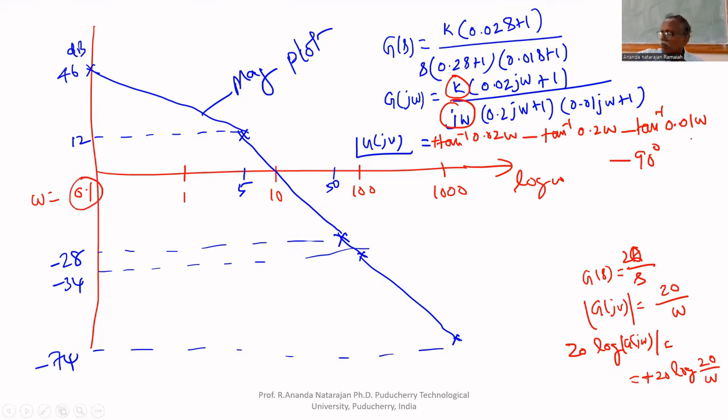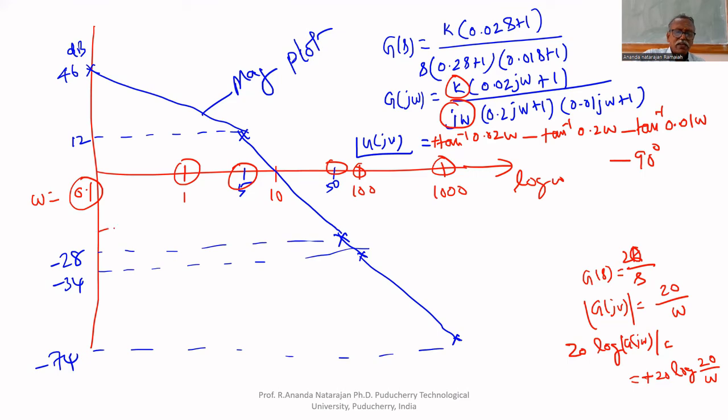Here, substitute omega equal to 0.1, find the angle. Then substitute omega equal to 1. Always you have to find it for omega equal to 1. So substitute omega equal to 1 and find the angle. Substitute omega equal to 5, find the angle. Substitute omega equal to 50, find the angle. Substitute omega equal to 100, find the angle. Substitute omega equal to 1000, find the angle. And draw the phase plot.